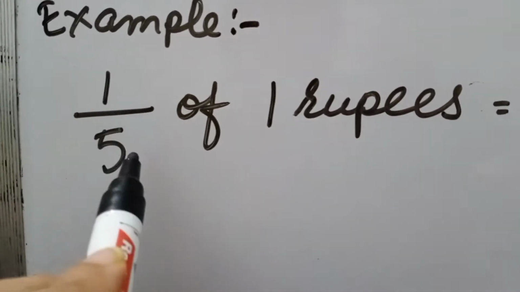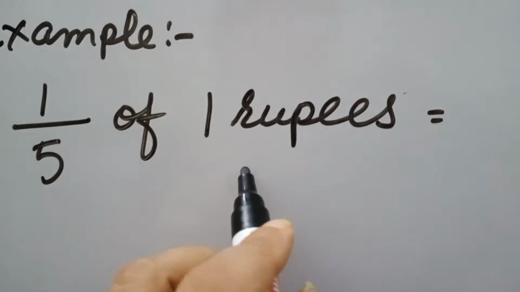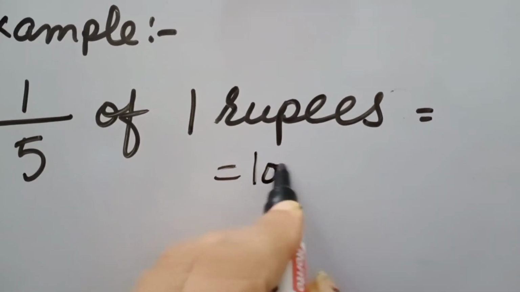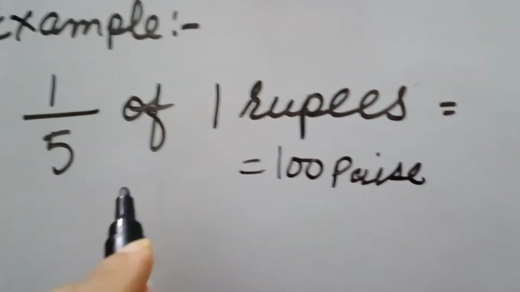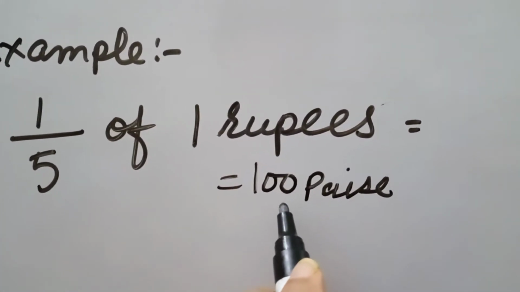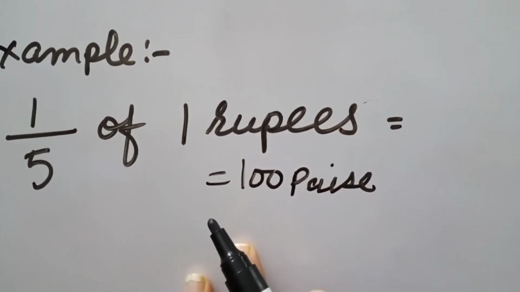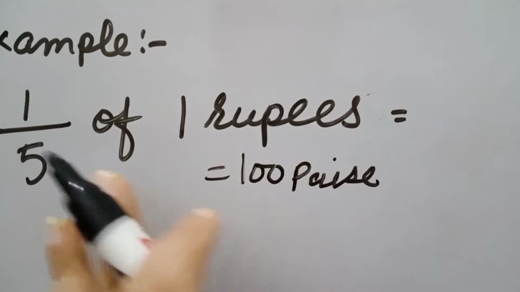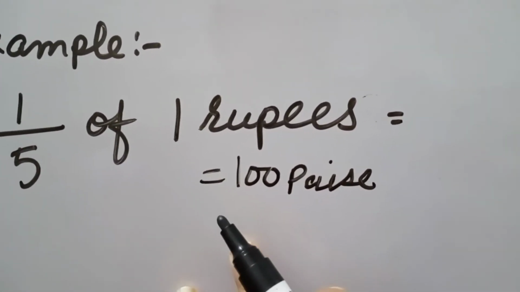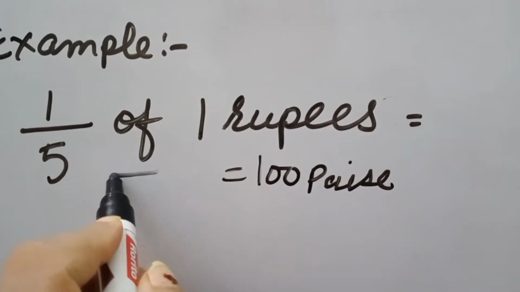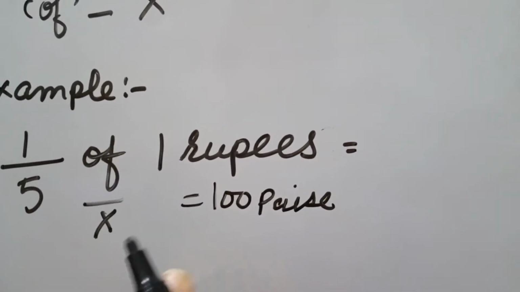So here 1 by 5 of 1 rupee. You all know 1 rupee is having how many paise? 100 paise. So 1 by 5 of it. So we have to divide this 100 into 5 equal parts, and then we have to take one part. So we will use the mathematical terms here. Instead of "of" we will use multiply, and we will solve it.